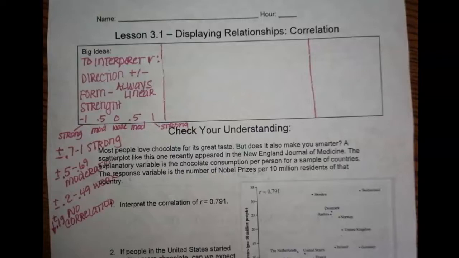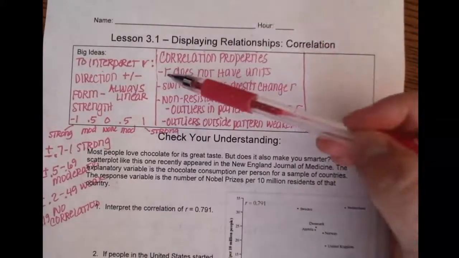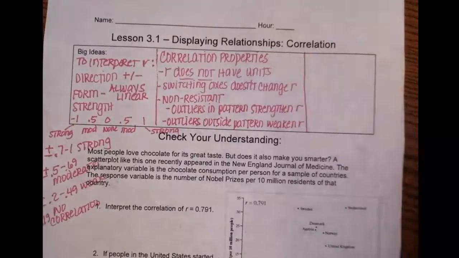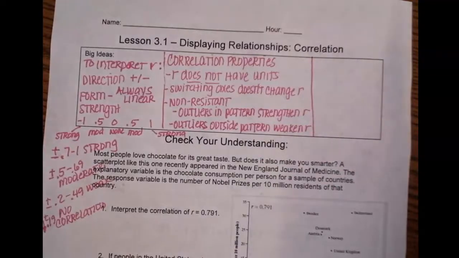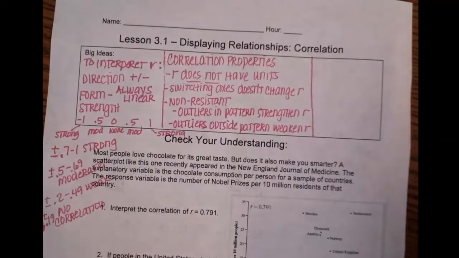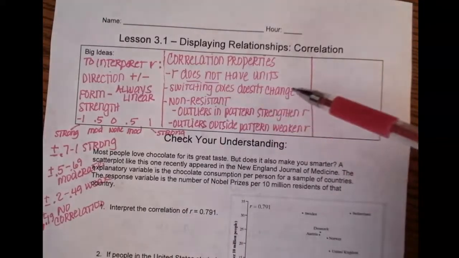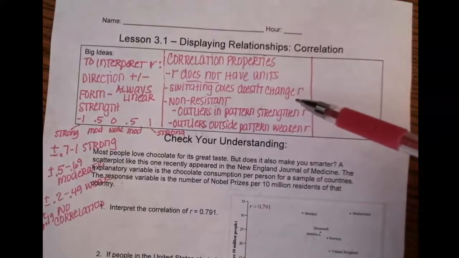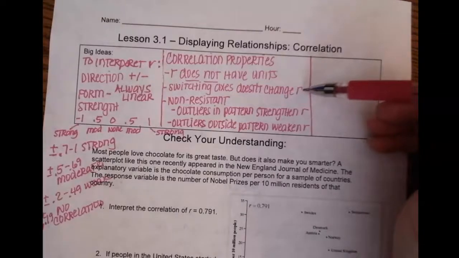Okay? So there's some properties that I want you to know that are true for your correlation. Your correlation R does not have units. So you wouldn't say the correlation is 0.98 inches. There's no units on correlation. It's just the number. What if you messed up and you assigned the wrong response and explanatory variables? Well, it's not going to affect your R. So if you switch their axes, it's not going to affect the R.